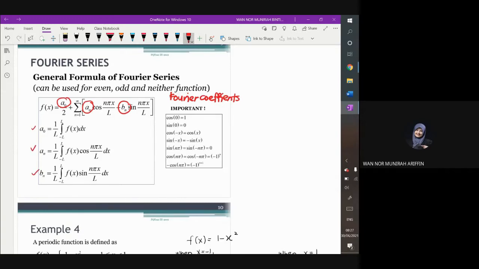You have a naught equals 1 over L, integrate from negative L to L, f(x) dx. a_n is 1 over L, just the same as a naught, but this f(x) is multiplied by cos(n pi x over L) dx. And b_n is also just like a naught and a_n, but it is not cosine, this one is sine(n pi x over L).